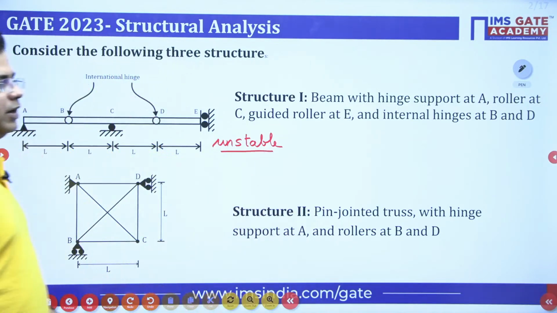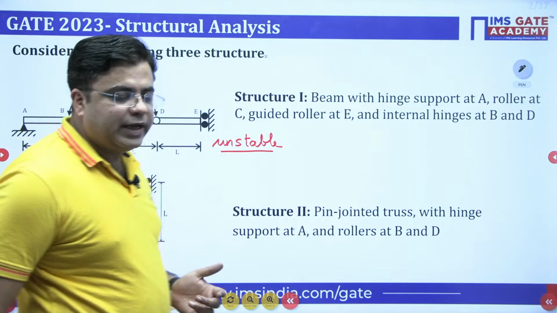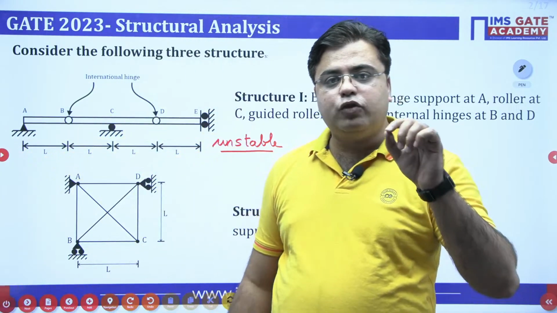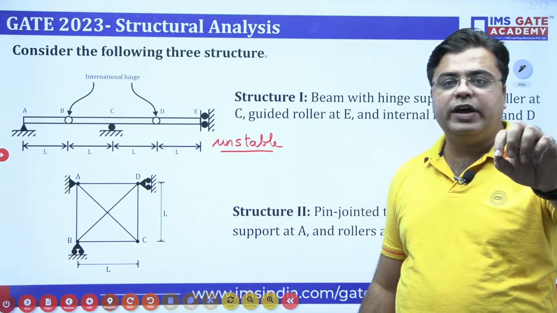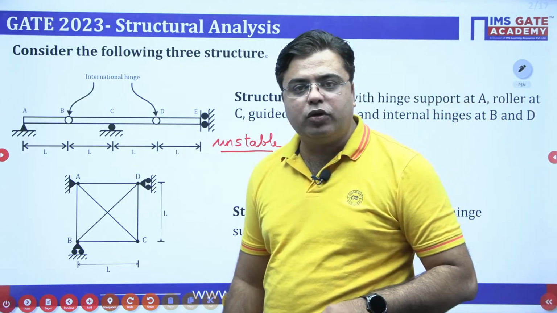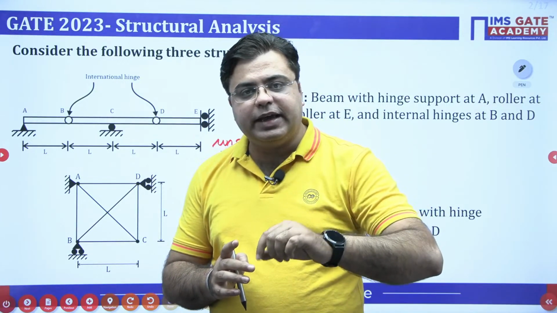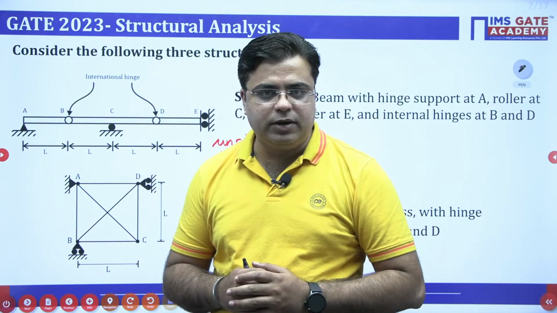This beam is my unstable beam, right? Now the next one is this frame given to us. In order to check the stability of the frame, we have to look into the position of external support reactions. If external support reactions are parallel to each other, then in that case your structure will be unstable.